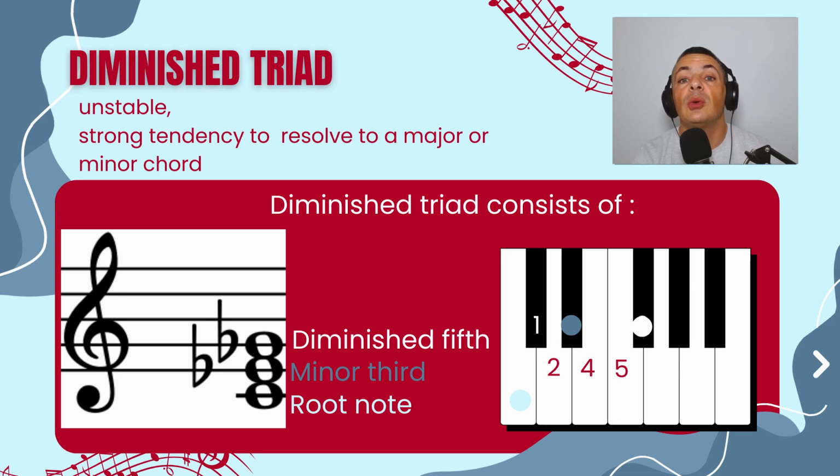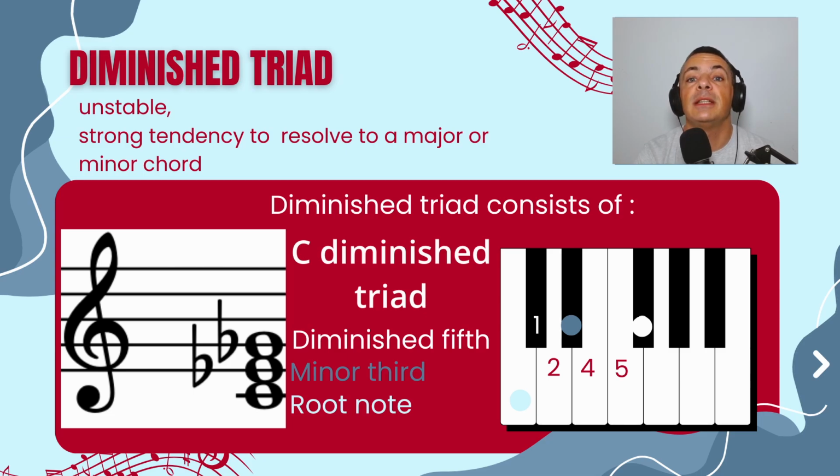The first would be to count half steps, and the diminished fifth would be the sixth key from the root note. If we take C note as the root and count 6 notes, we would have G flat as diminished fifth. But there's also another way, and for that you can watch the video I mentioned. And our diminished triad from C note would have the following notes: C, E flat and G flat, and its name would be C diminished triad.